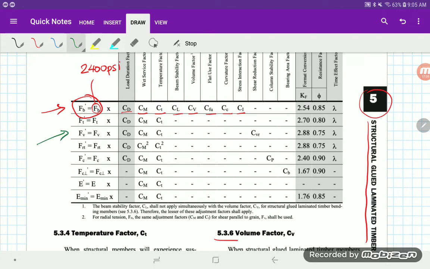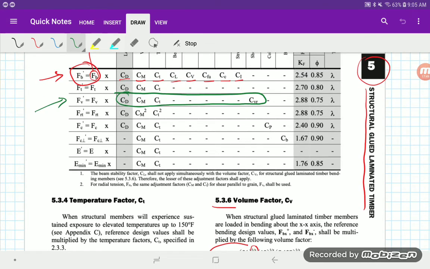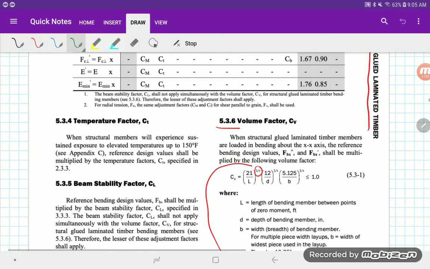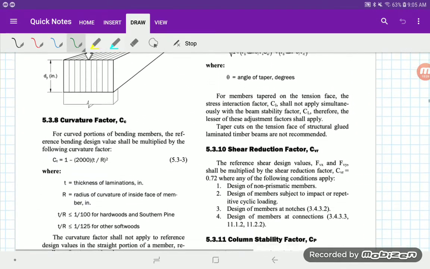Here is shear in green. And look at that. I only need now these 3 coefficients. All right. And the shear reduction factor, CVR, we'll look at that shortly. But I have the moisture or wet factor, temperature, C sub D, and this new factor, CVR, which is in NDS section 5.3.10.